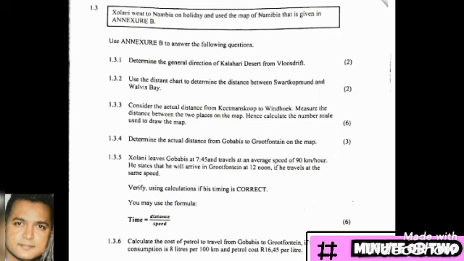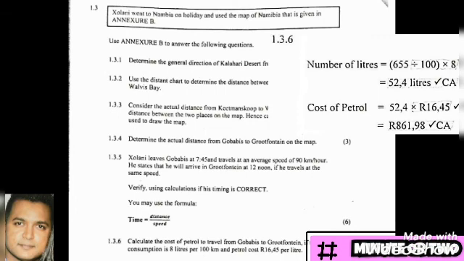1.3.6, calculate the cost of petrol to travel from Gobabus to Krut Fontaine if the petrol consumption is 8 liters per kilometer and petrol cost 16 Rand 45 cents per liter. Now, whenever there is a consumption rate given or any form of rate given, that means we tend to use the cross multiplication method because there is a comparison. In this case, there's liters to the kilometers, there is liters to the distance. So we put those two headings down and we apply the cross multiplication method.